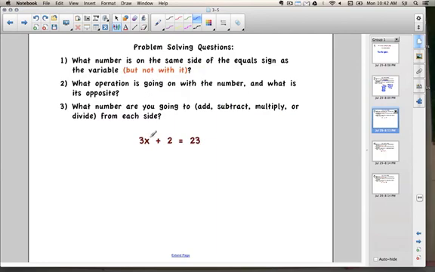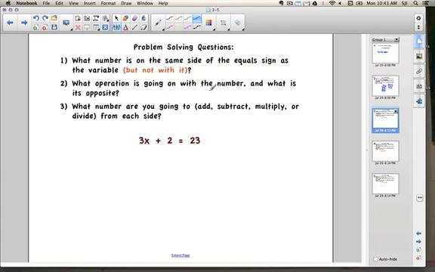So here's our equation. 3x plus 2 equals 23. I know this is a two-step equation because I see multiplication here and I see addition here, so there's two different operations going on. So I'm going to ask myself, what number is on the same side of the equal sign as the variable, but not with it? Remember, not right next to it. The 3 is right next to the x, so that's not the one I'm looking for. I'm looking for the 2. It's on the same side as the equal sign, but it's not right next to it.